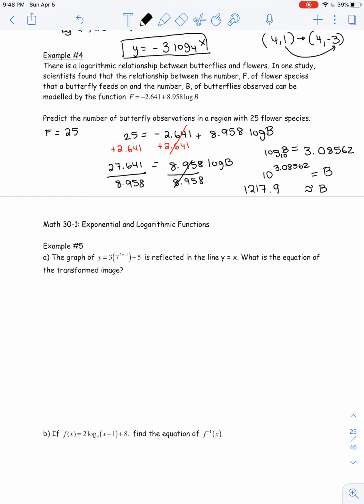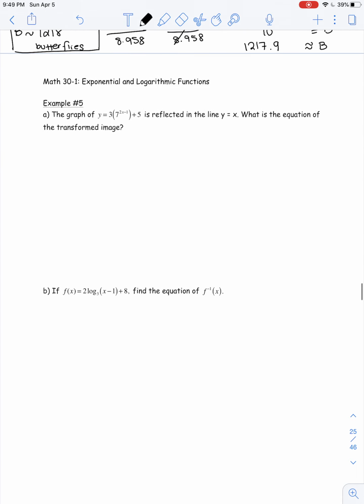1217.9. Now, number of species should be in whole numbers, so we're going to round to 1218. So b is approximately equal to 1218. And we will say this is the butterflies observed. Done.